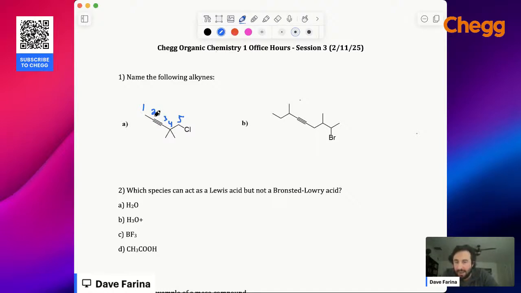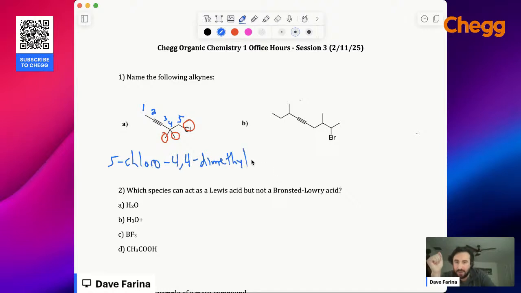Now, once we have that, what are our substituents? We have a methyl, and a chloro. Now, which one of those comes first alphabetically? It's C for chloro before M for methyl. So we're going to call this 5-chloro. Now we've got the methyls, and we have to list both of them. They're both on carbon 4, but we have to say 4,4 to make it clear that they're both on carbon 4.